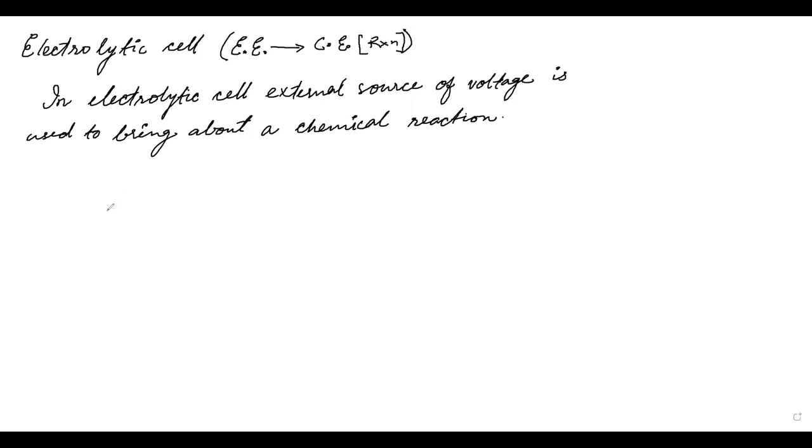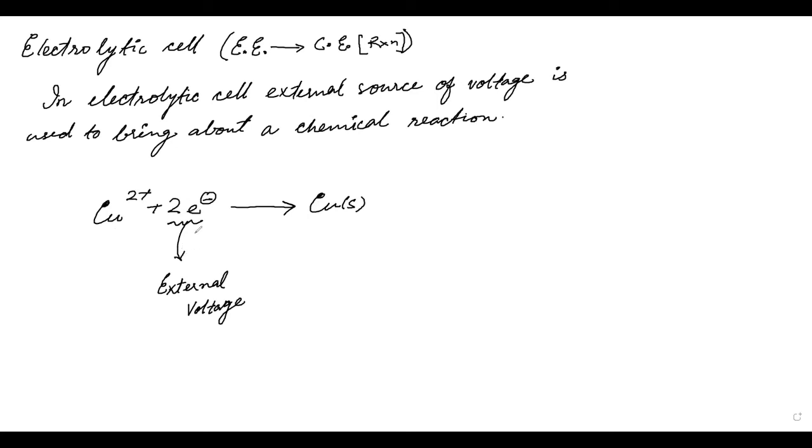For example, if we have the following reaction, Cu2+ plus 2 electrons gives us Cu solid. What we are saying here is that the copper ion gets 2 electrons and then Cu is deposited. So where will these electrons come from? These electrons will come from the external voltage. What is electricity? What is current? It is the flow of electrons, right? So this is coming from the external voltage, and we are making solid copper.